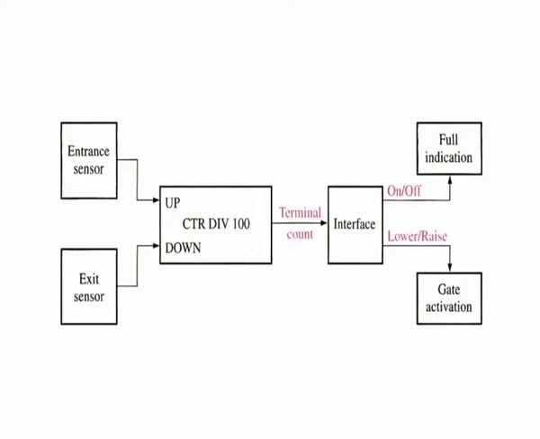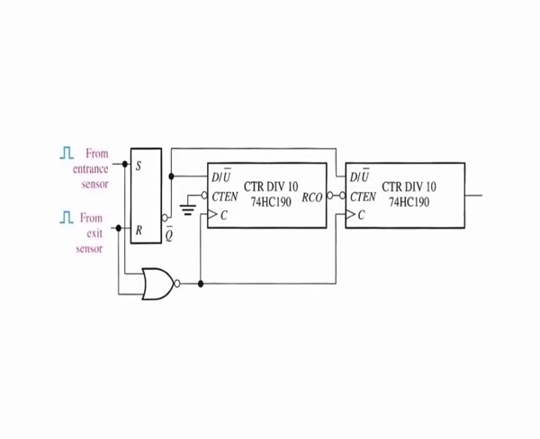A system that solves this problem firstly consists of optoelectronic sensors at the entrance and exit of the garage. Secondly, it provides an up-down counter and associated circuitry, and finally, it gives an interface circuit that uses the counter output to turn the full sign on or off as required and lower or raise the gate bar at the entrance. A logic diagram of the up-down counter is shown in this figure.